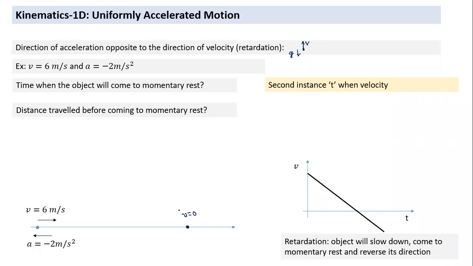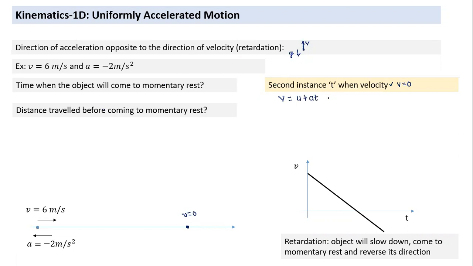Which equation should I apply here? What do I need to calculate? Time. Two velocities are known, so u and v are known. Acceleration is known. What I need to calculate is t. Which equation will I use? I'll use the equation v = u + at. I hope you understand which two instances. This is the first instance of motion, and this is the second instance of motion. Since it has come to momentary rest, velocity v is equal to 0. So I simply use this equation, v = u + at. It will give me the time when it comes to rest.